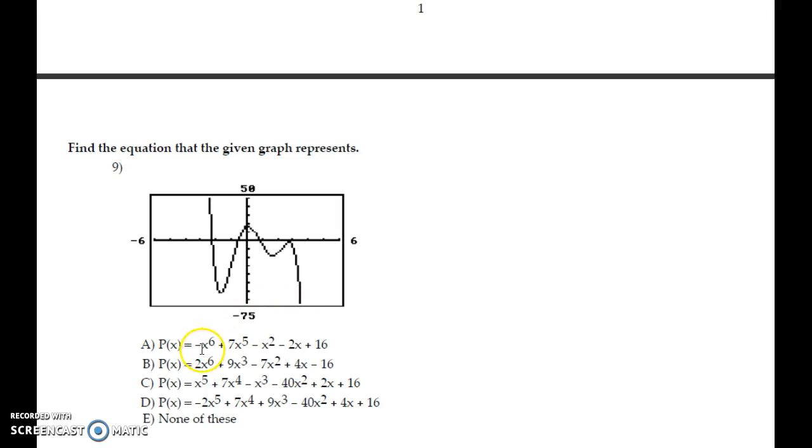So look at our option choices here. All we need to look at is the leading term. If the exponent is even, so choices A and B, it means the ends go in the same direction. So if this end's going up, then over here, it should be going up as well. So that's why A and B are clearly wrong. Now, B would mean it has a positive number in front, so they both go upward. A has a negative number in front, so the graph would have both ends going downward.